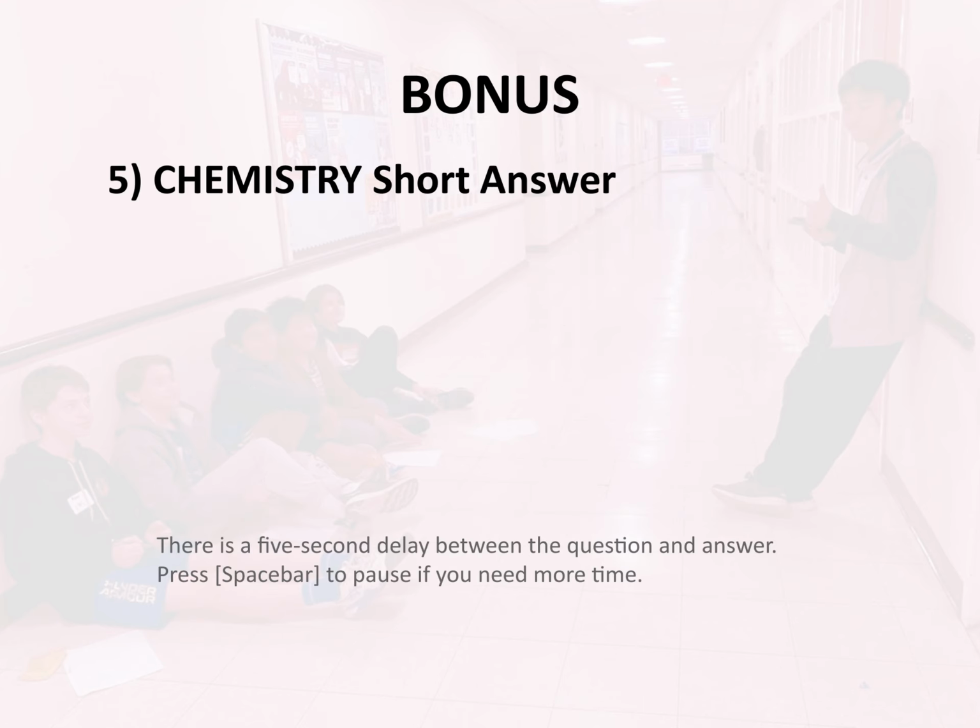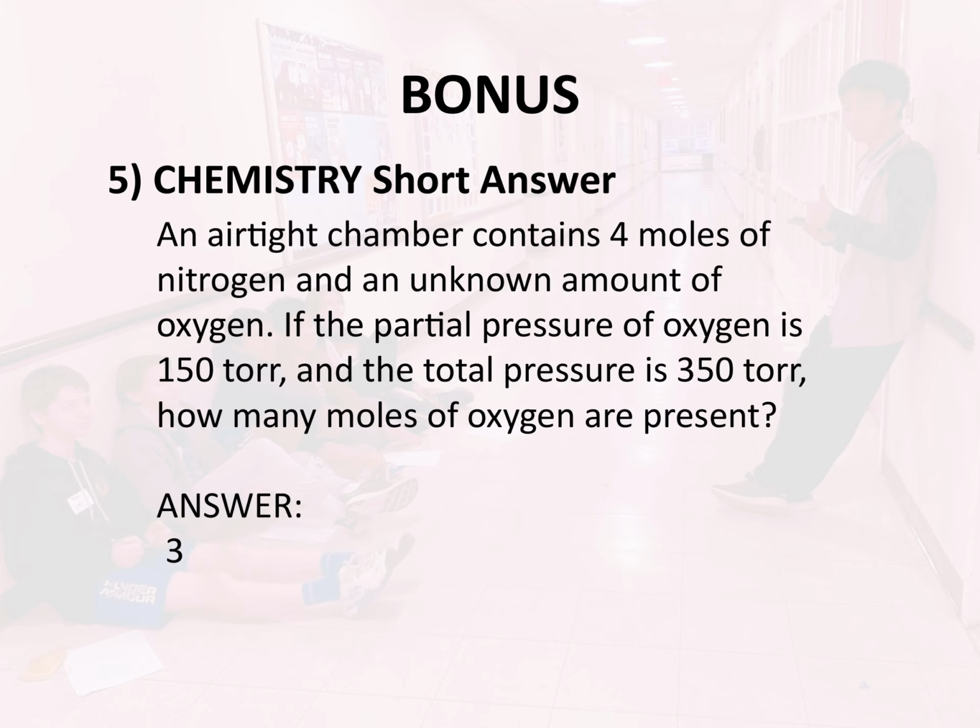Bonus 5. Chemistry. Short answer: an airtight chamber contains 4 moles of nitrogen and an unknown amount of oxygen. If the partial pressure of oxygen is 150 torr, and the total pressure is 350 torr, how many moles of oxygen are present? Answer: 3.